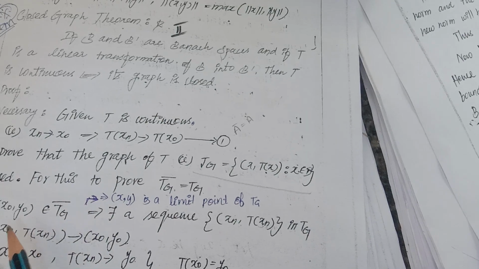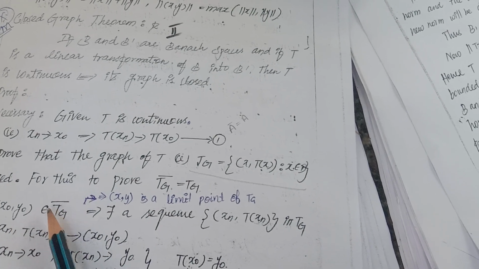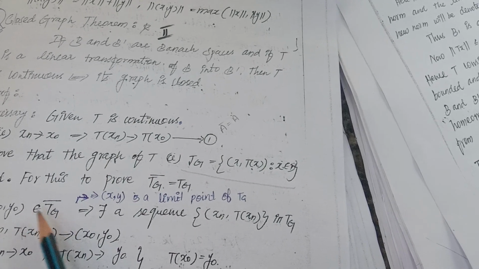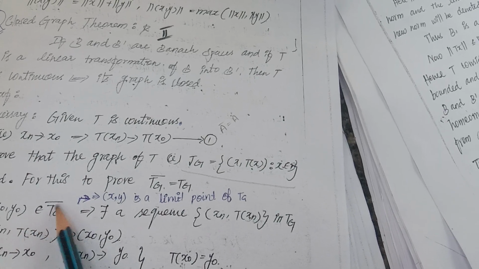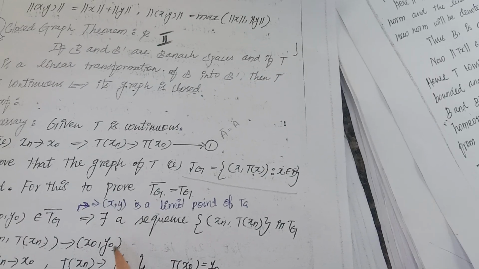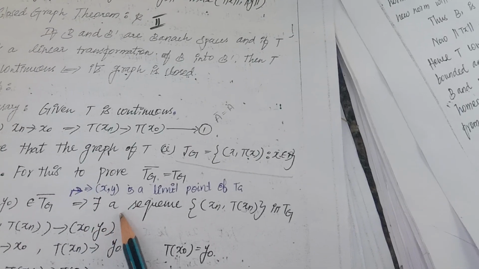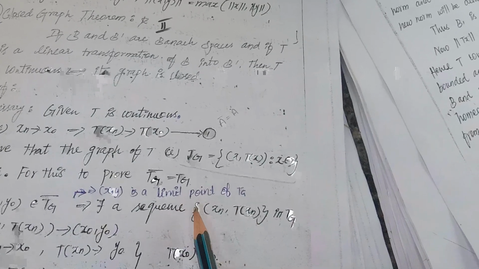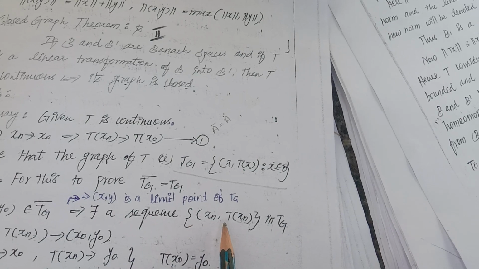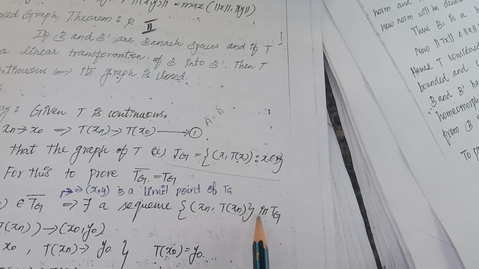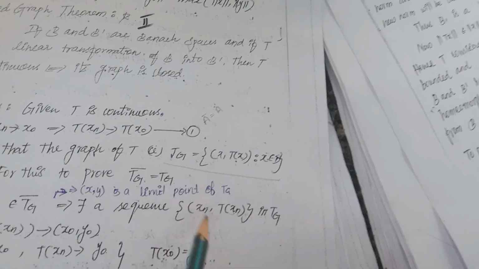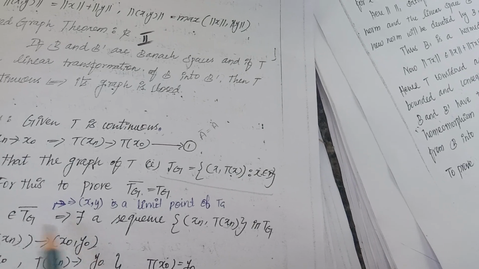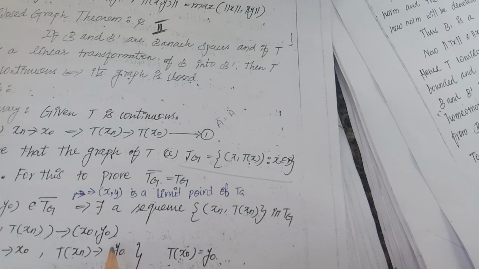First we take some point x naught comma y naught belonging to the closure of G of T. It is a limit point, so definitely there exists a sequence that converges to x naught comma y naught. So there exists a sequence xn comma T of xn in G of T. Then xn comma T of xn converges to x naught comma y naught. That is, xn converges to x naught, and T of xn converges to y naught.